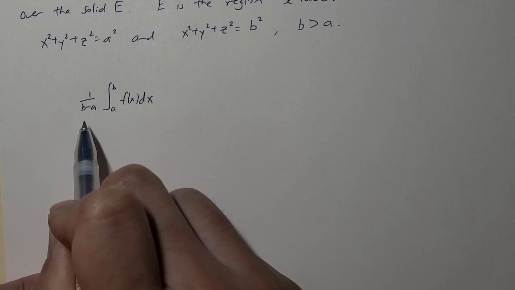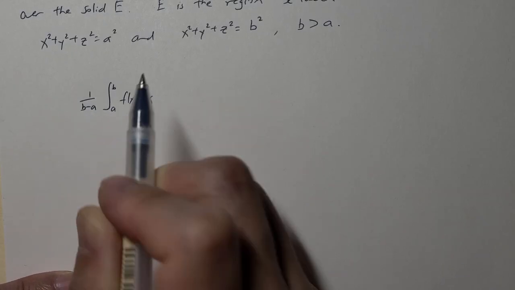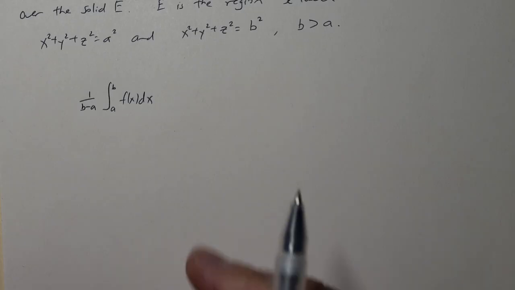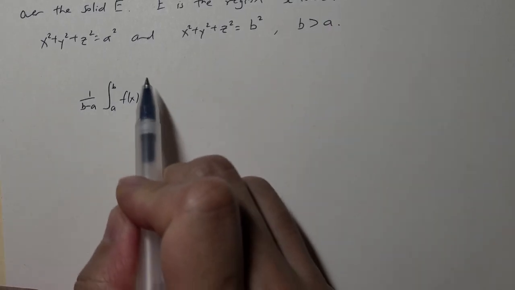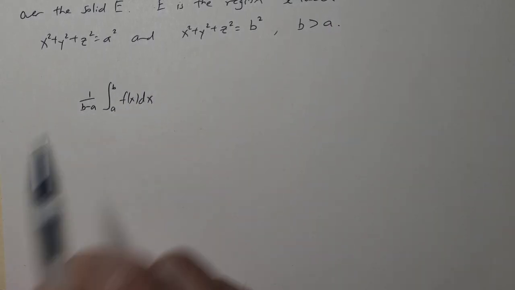That's how I encourage my students to remember it. Because when you average numbers, you add them up and divide by the number of terms. This is very similar. You add it up and divide by the length of the interval.